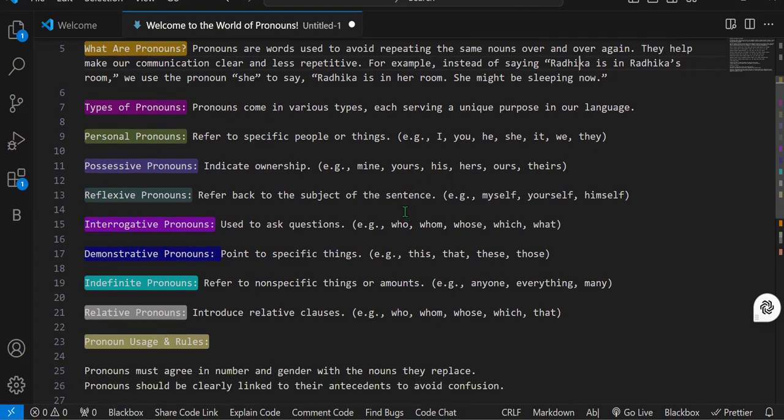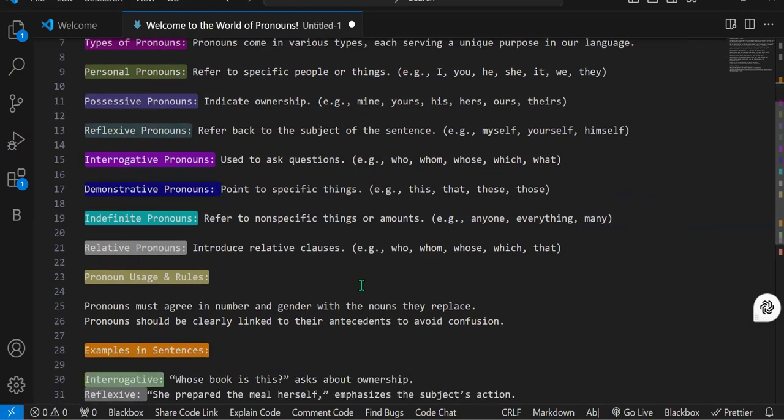Indefinite pronouns refer to non-specific things or amounts. Examples are anyone, everything, and many. Relative pronouns introduce relative clauses: who, whom, whose, which, that. These are relative pronouns. So how many different types of pronouns are there? 1, 2, 3, 4, 5, 6, 7, 8. So 8 types of pronouns are there. Let us see each one in the upcoming classes, and how to use them.